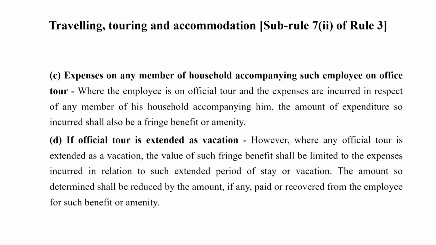नेक्स्ट वन इज रिगार्डिंग टू द ट्रैवलिंग, touring and accommodation expenses on any member of household accompanying such employee on office tour, where the employee is on official tour and the expenses are incurred in respect of any member of household accompanying him, the amount of expenditure so incurred shall be a fringe benefit or amenity.